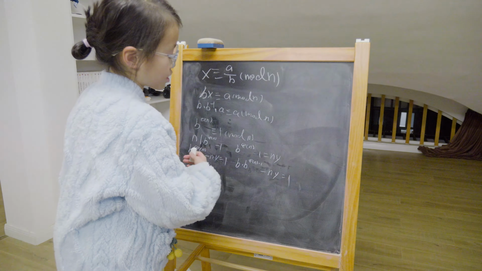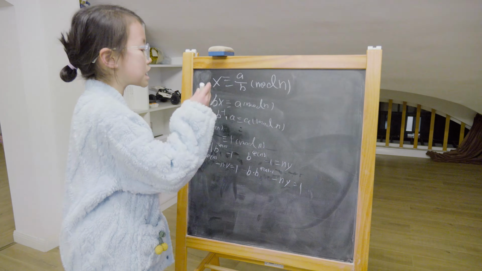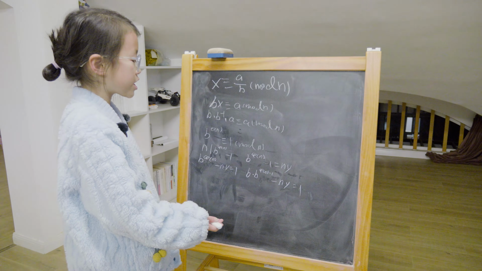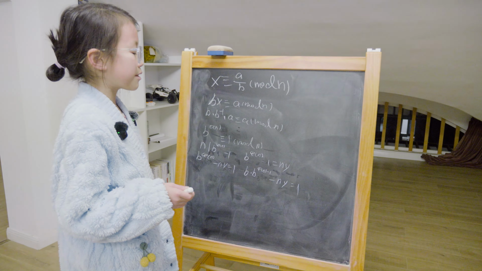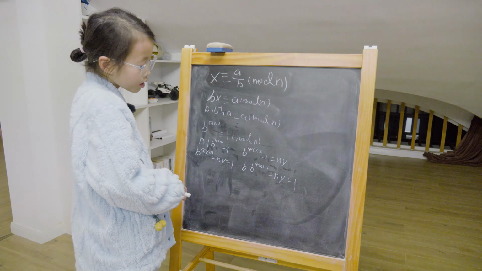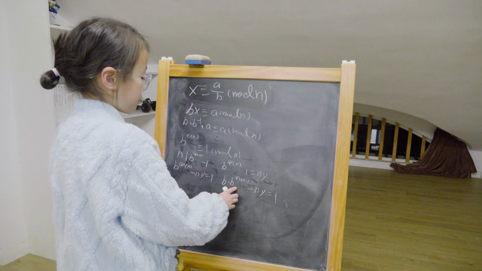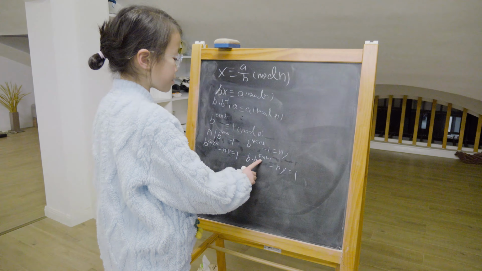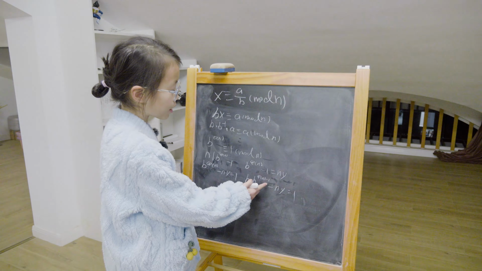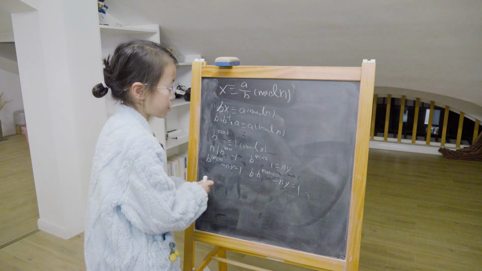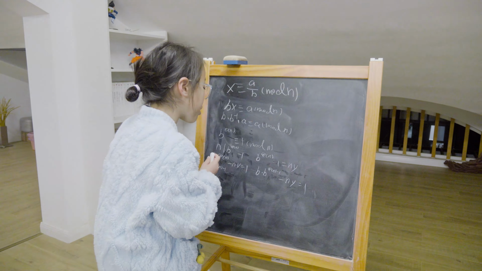This form is just the same as the Bezout identity in this problem, because the Bezout equation here is bx minus ny equals 1. So b to the phi of n minus 1 is one root of x. Now we know that b to the phi of n minus 1 is a root of x.